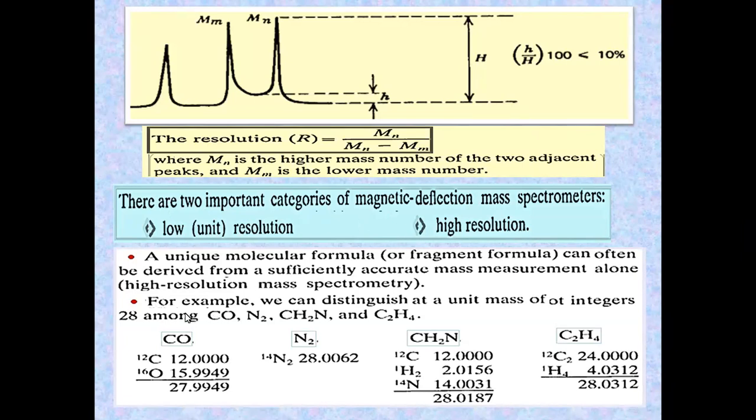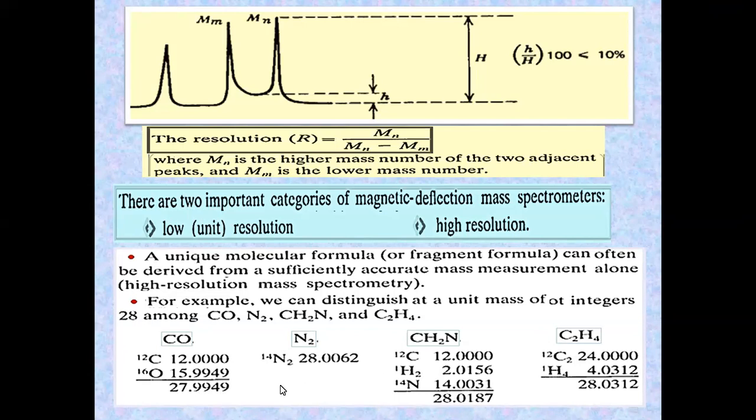But if my probabilities are CO, N2, CH2N, C2H4, all of them have very close molecular weights. So it's not useful to use low resolution, because low resolution gives me an integer number: 27.9 will be 28, here will be 28, and the same with these two cases. So I should use high resolution, which means I'm going to get fractions.